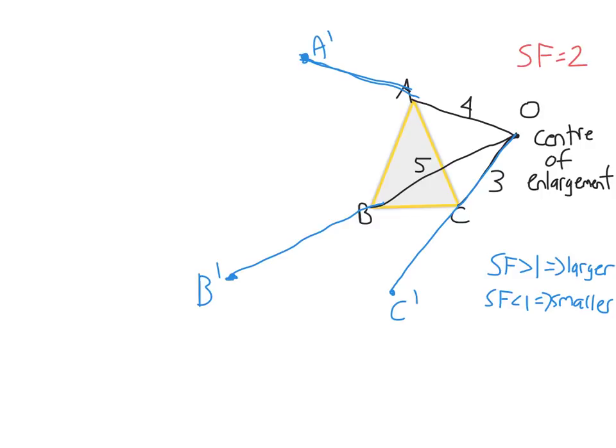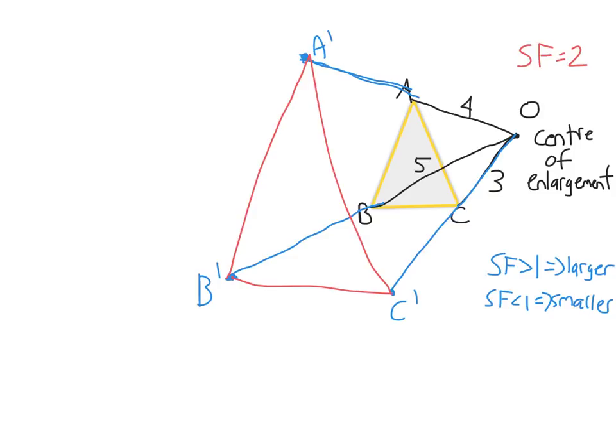When you figured out where all the vertices go, all you need to do is join them up. So the triangle I've just drawn in red is the same shape as the original triangle, it's just its side lengths will be doubled because I doubled the distance of each vertex from the center of enlargement.